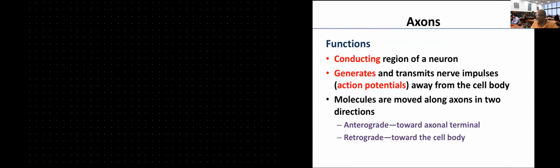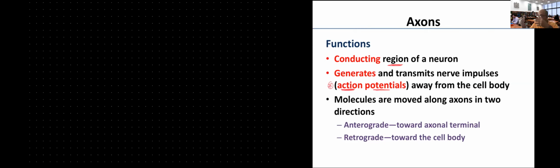The axons here are acting as the conducting region of the neuron. Those will be responsible for the generation and the transmission of the electrical impulses. We call those electrical impulses that have the ability to be transported for long distances action potentials. So they carry the signals away from the cell body.